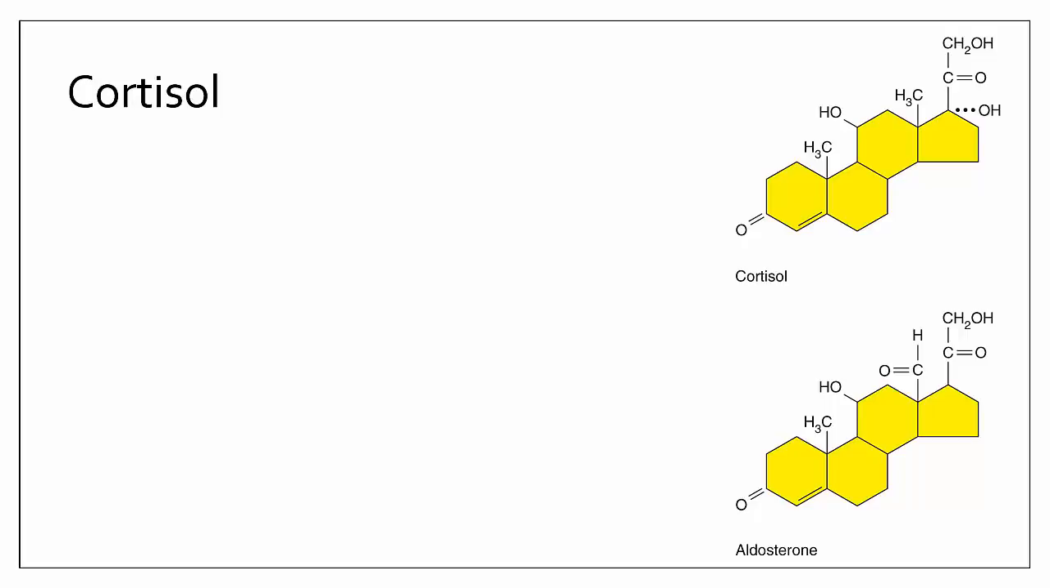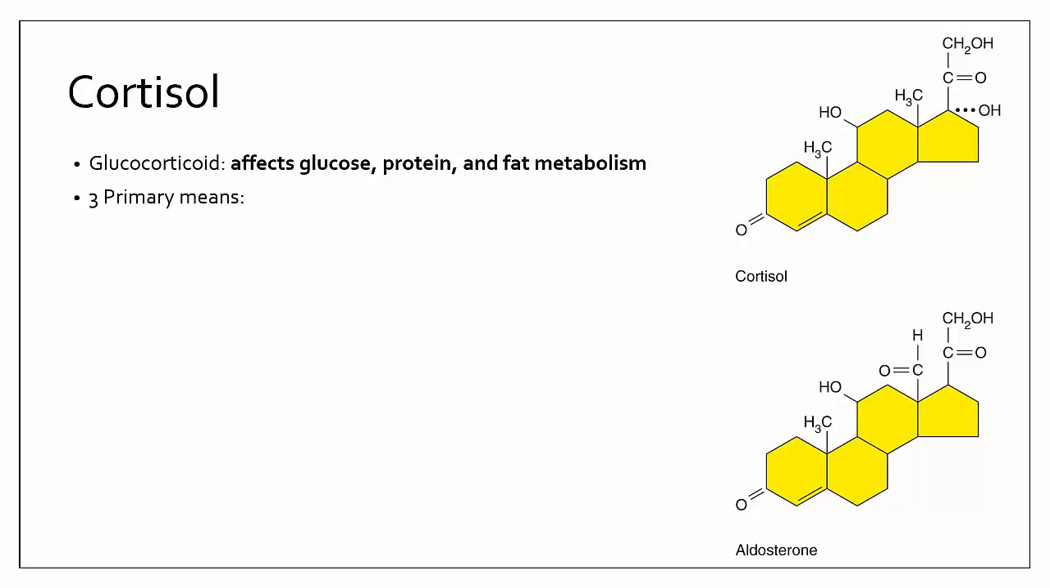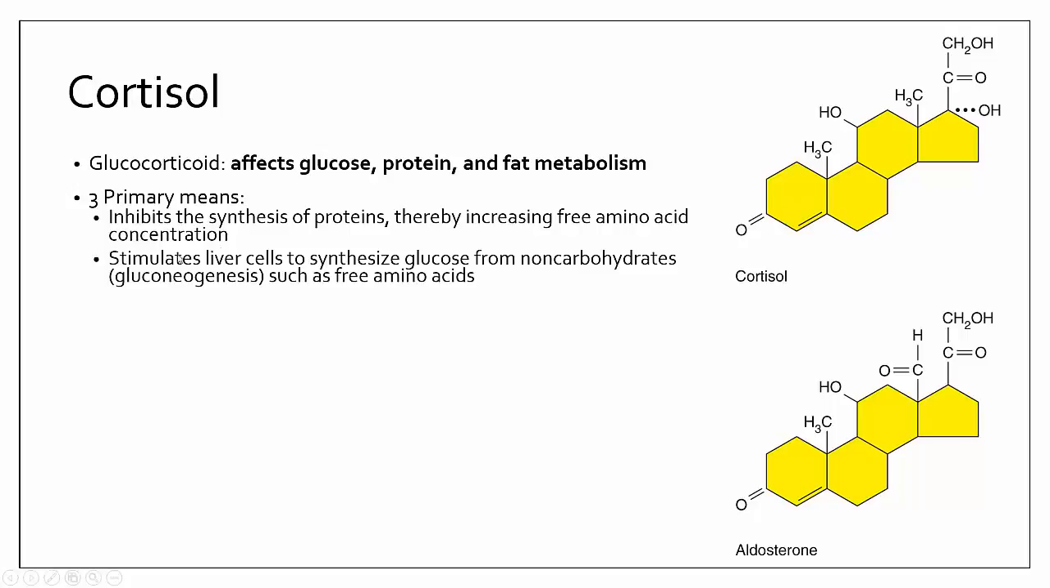Cortisol is kind of similar to aldosterone structurally, but it is a glucocorticoid. It affects glucose, protein, and fat metabolism. It's also a steroid hormone. The three ways that it affects glucose, protein, and fat metabolism are, first, to inhibit the synthesis of proteins, which increases your free amino acid concentration, because of course proteins are made of amino acids. Second, it stimulates liver cells to synthesize glucose from non-carbohydrates. That's called gluconeogenesis, new creation of glucose.